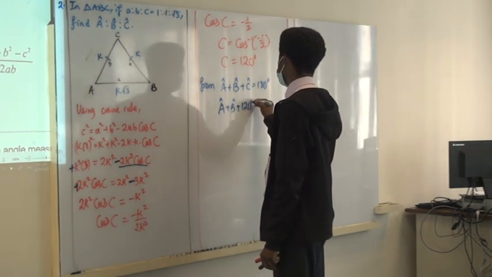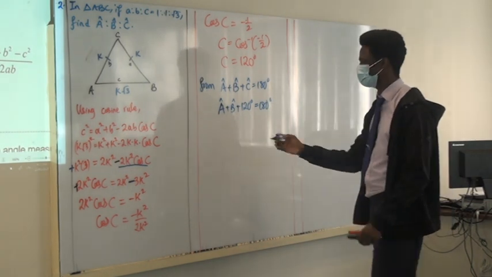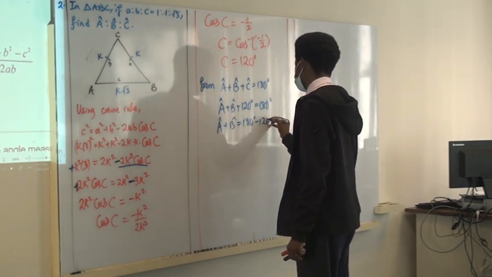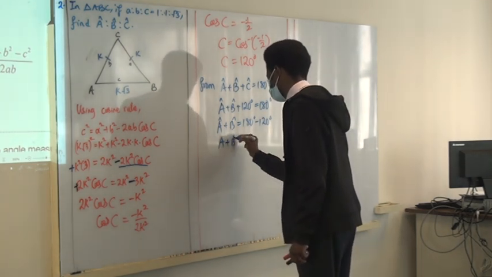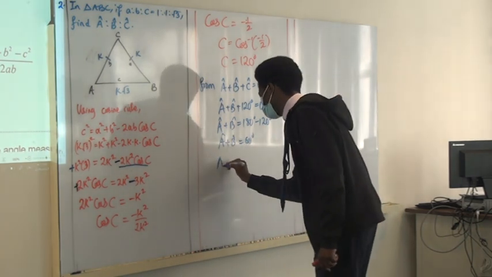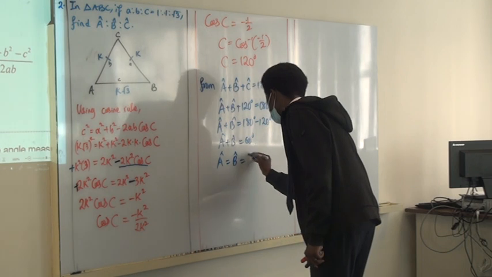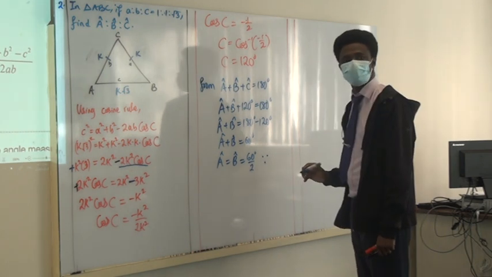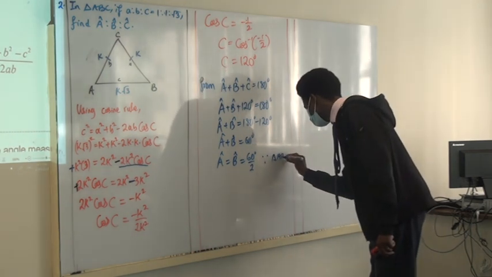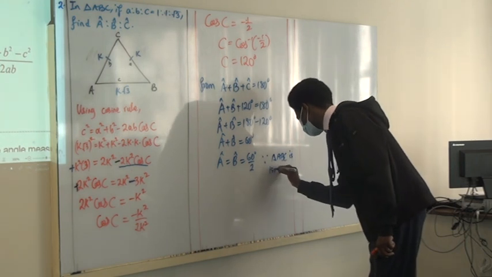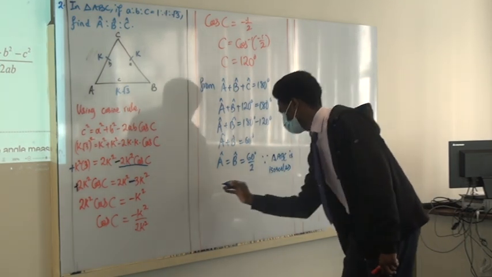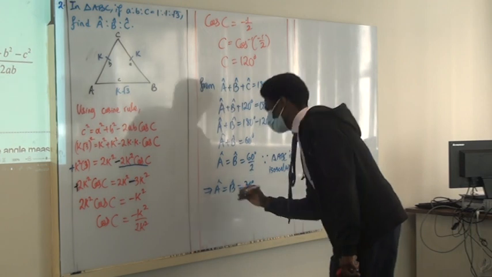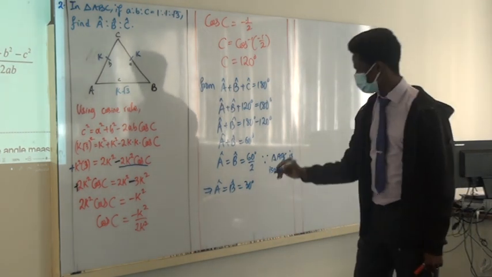So 120 is going to be equal to 180, you see I substituted. And now I have angle A plus angle B is equal to 180 minus 120, which is equal to 60. If the sum of the two angles is equal to 60 degrees, then each of the angles will be 60 divided by 2. And you need to tell us why. Because triangle ABC is isosceles. So this implies that angle A is equal to angle B is equal to 30 degrees.